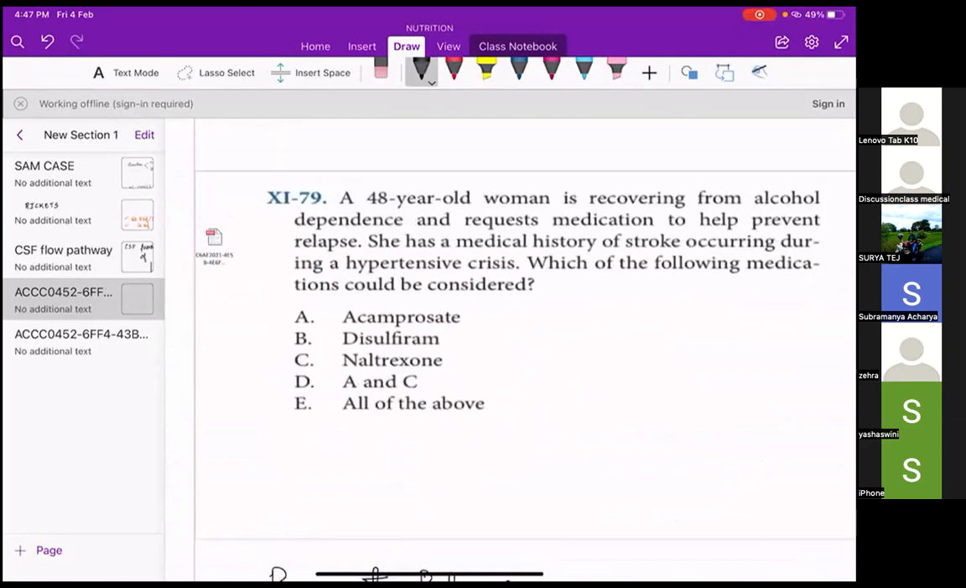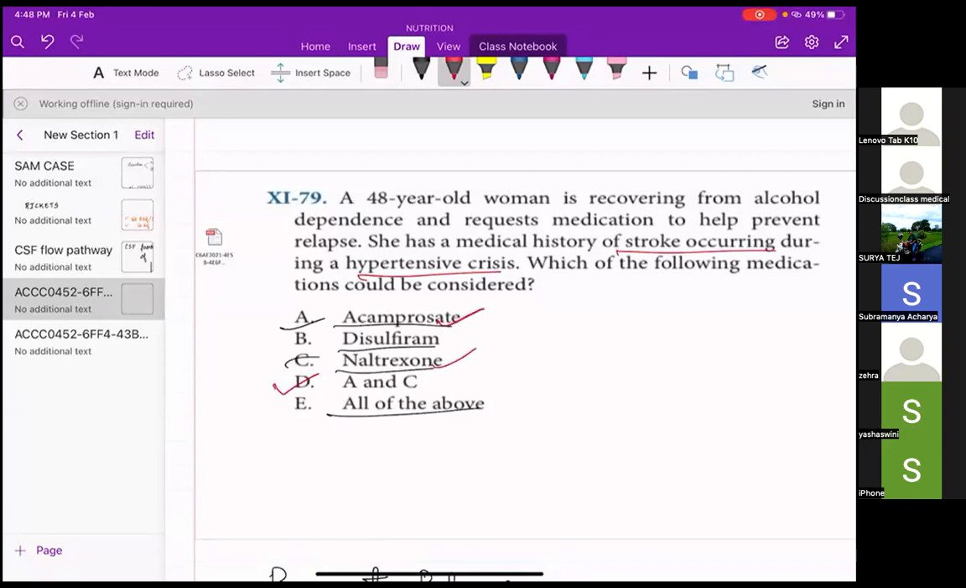She has a medical history of stroke occurring during a hypertensive crisis. Which of the following medications could be considered? Is it acamprosate, disulfiram, naltrexone, or both A and C, or all of the above? What do you think? Majority of you might choose all of the above, but here the patient is also presenting with stroke, hypertensive crisis is there. So the answer here will become A and C, acamprosate and naltrexone.